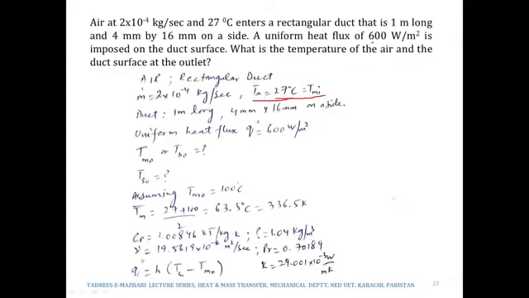A uniform heat flux of 600 watt per square meter is imposed on the duct surface. So it is a problem of uniform heat flux case. What is the temperature of the air and the duct surface at the outlet? So temperature of air at the outlet means Tm naught, at exit. And similarly we have to find out the duct surface at exit. So it would be Ts at exit, or we may call it Ts naught. So we have to find those things out.